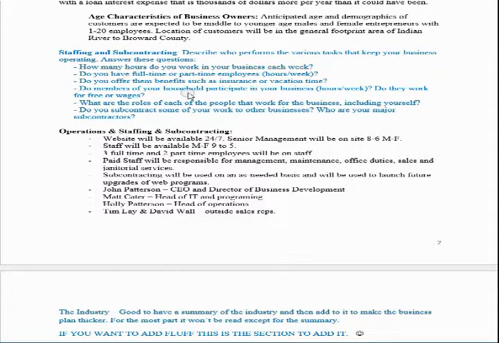What are the roles of each of the people who work for the business, including yourself? So who does what? Do you have all the bases covered? And do you subcontract some of your work to other businesses? Who are your major subcontractors? Again, this is stuff that's going to be reflected in your projections, but you want to make sure that your projections and this match up.